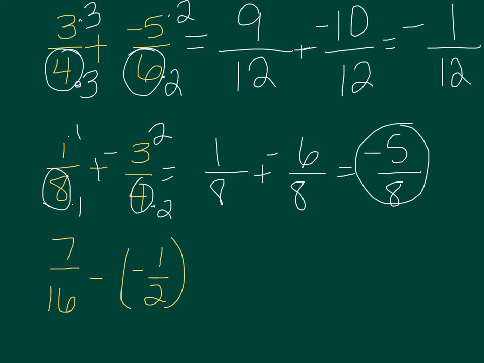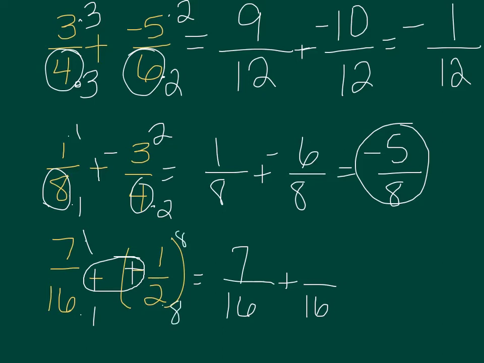Okay. Alright, next one, 7/6 minus a negative 1/2. Remember, whenever you have two signs, a negative subtraction or two negatives next to each other, it changes to a positive. So this is now 7/16 plus 1/2. Common denominator is 16. Okay, I had to take 16 times 1 to get 16, so 7 times 1. I had to take 2 times 8 to get 16, so 1 times 8 is 8. Okay. Here they're the same sign, so I'm going to add. 7 plus 8 is 15. So my answer is 15/16.